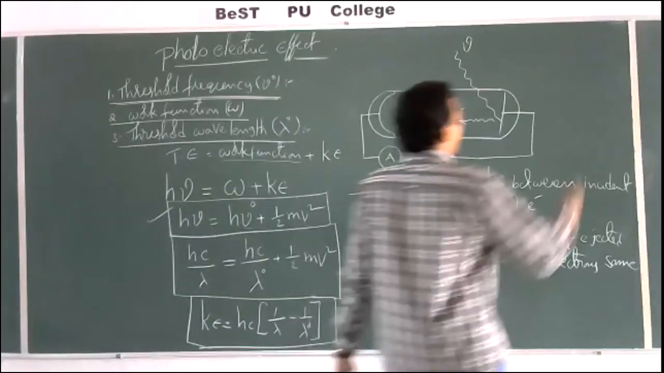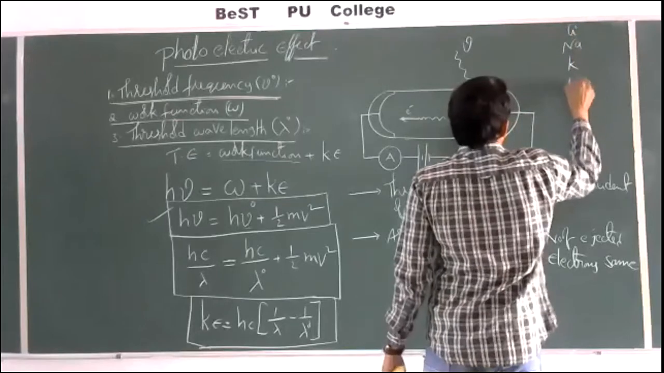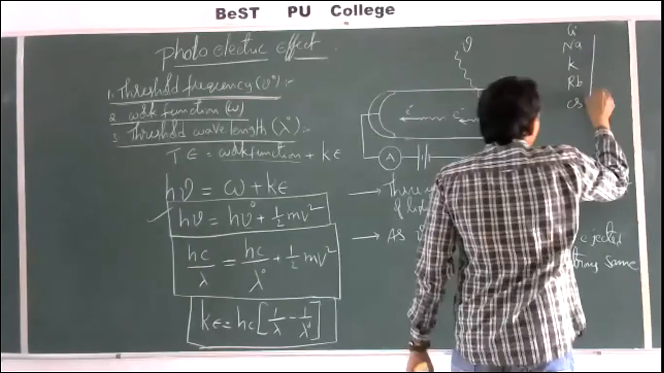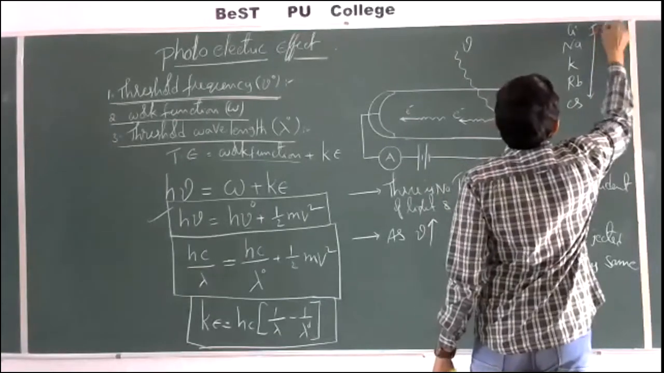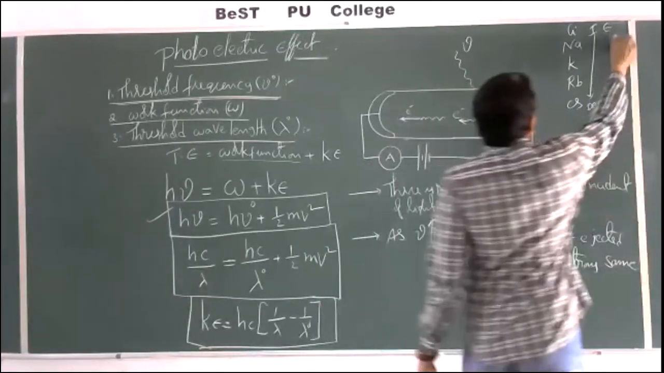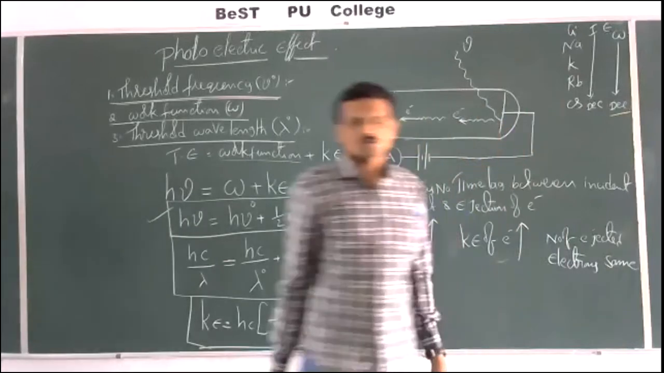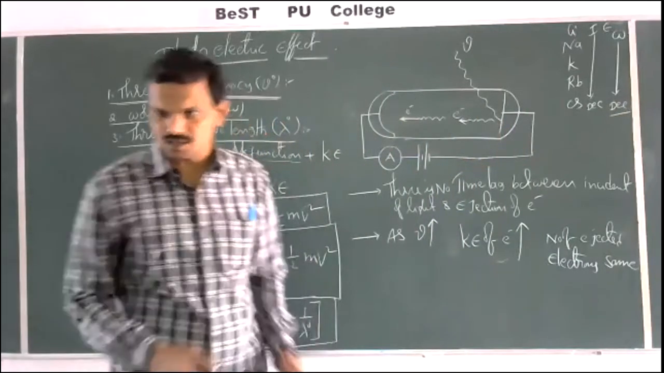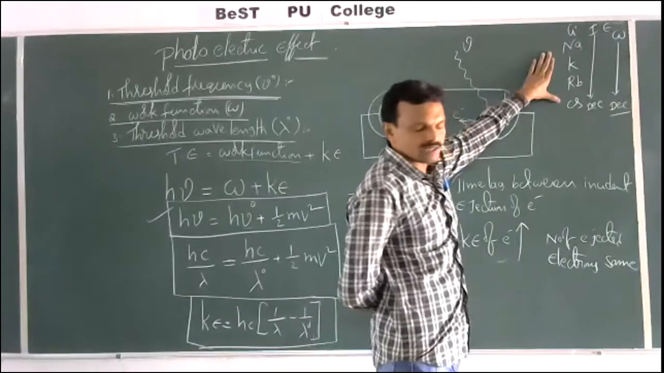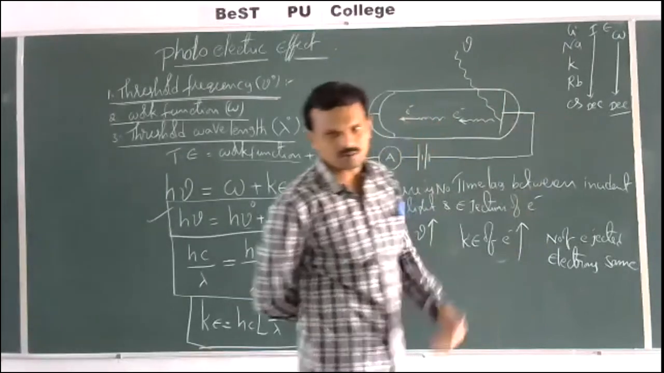For example, I will take alkali metals: sodium, lithium, potassium, rubidium, cesium. So here from top to bottom ionization enthalpy decreases. That means the work function also decreases. So energy required for ejection of electrons decreases. So these are the elements of first group in the periodic table, called alkali metals: lithium, sodium, potassium, rubidium, cesium. Francium is a radioactive element. Leave that.